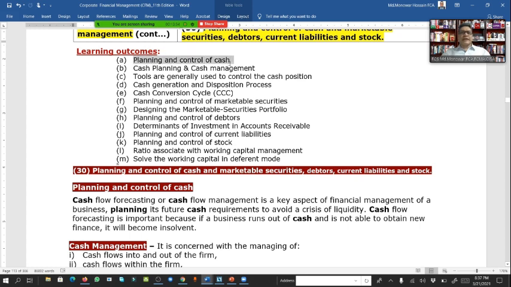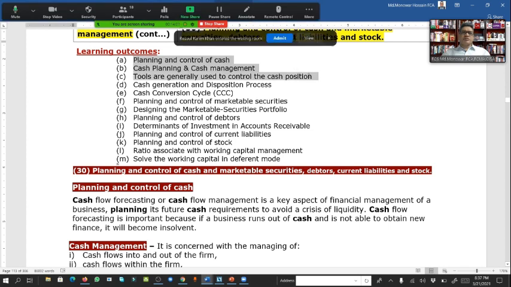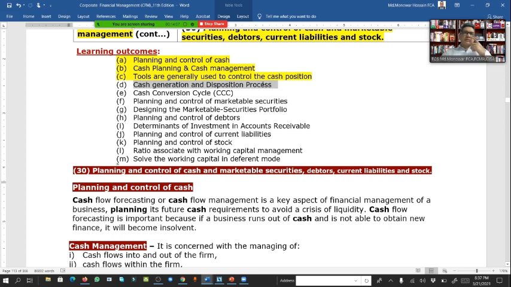Planning and control of cash, cash planning and cash management. Tools generally used to control cash position, cash generation, and cash conversion cycle. Planning and control of marketable securities, designing the marketable securities, planning and control of debtors, determination of inventory, accounts receivable, planning and control of current liabilities, the stock, ratios associated with working capital management, and we'll solve a few problems regarding working capital management.